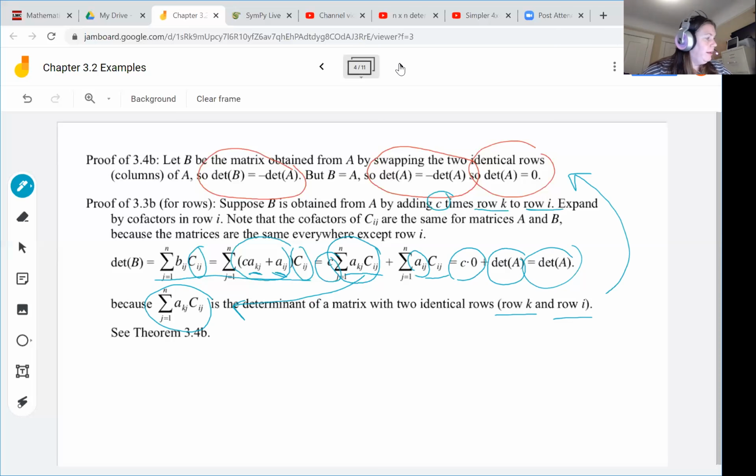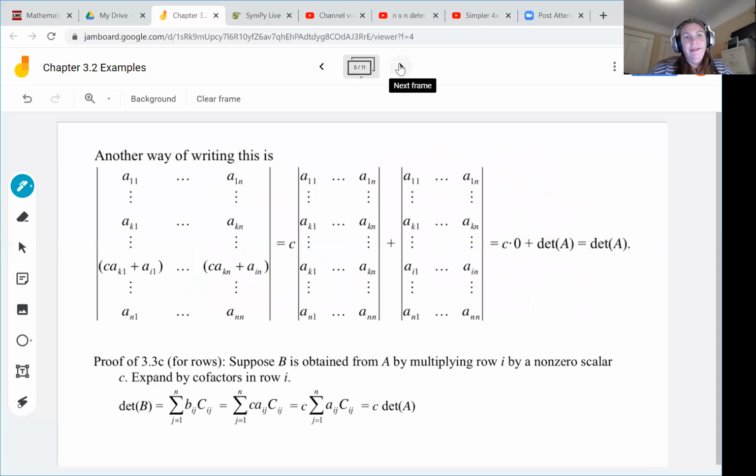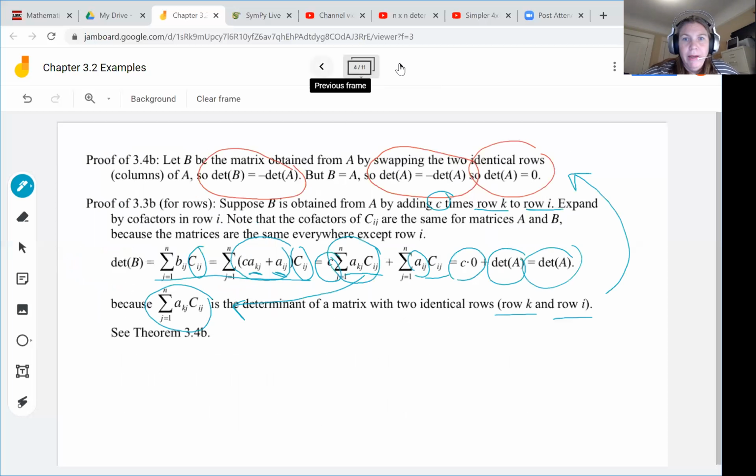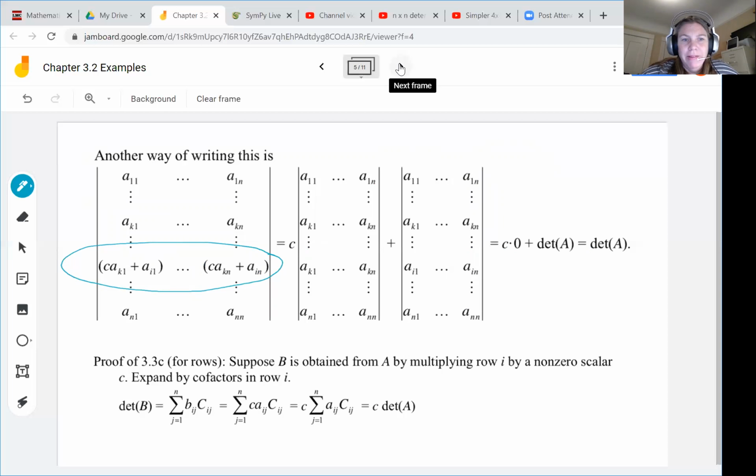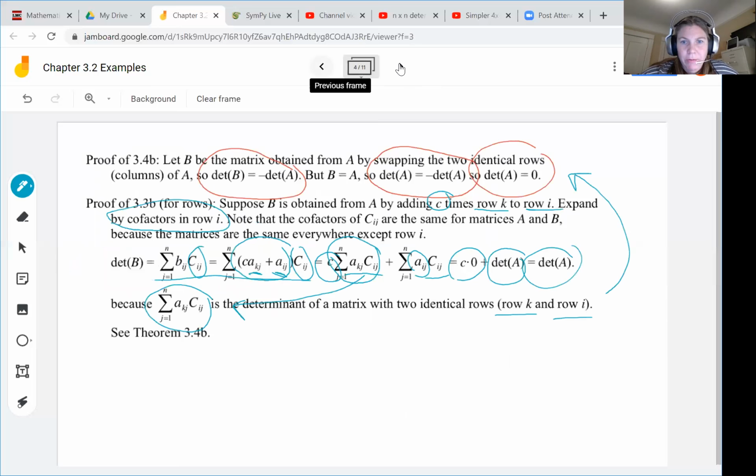All right, let's look at how we can visualize this. If you think about it, I'm expanding row K with the constant times row K plus a I1 down here, and that is what replaced our old row I. Then we pull this out, we get the K's here and the K's over here. That is this expansion here.